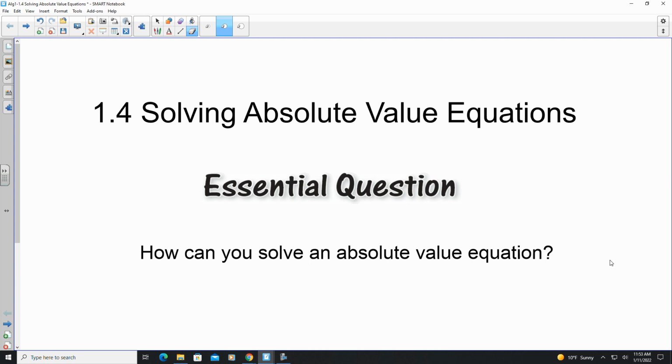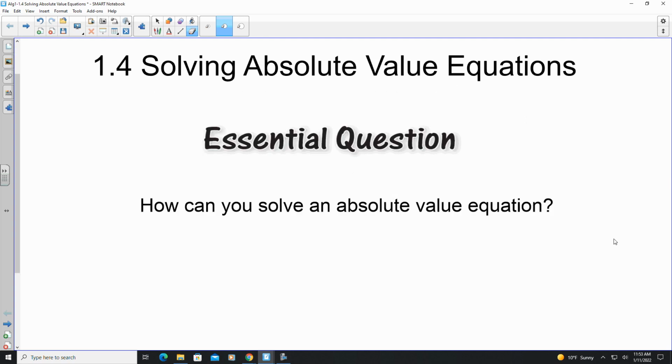Before we get into the equations, we need to take a look at what it means for an expression to be an absolute value. Absolute value is an indicator of a measurement and its distance away from zero. Because you're dealing with a distance, it is always going to be a positive number.